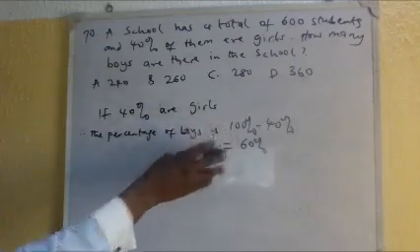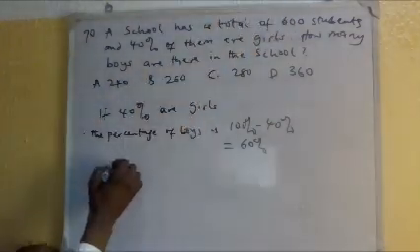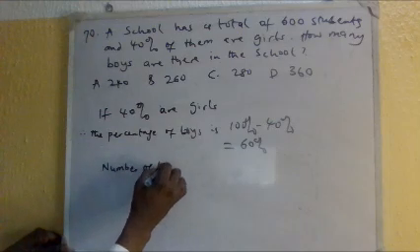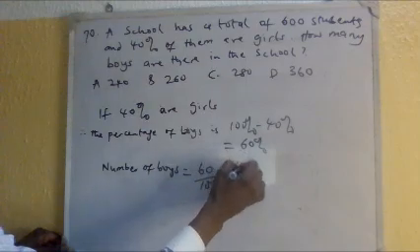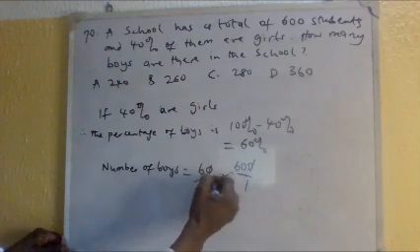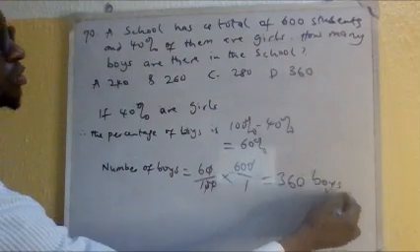So the number of boys is equal to 60 over 100 times 600 over 1. Cancel, cancel, cancel, cancel. 60 times 6 is 360. So these are the number of boys you have in that school representing this percentage. So 360 are the number of boys.